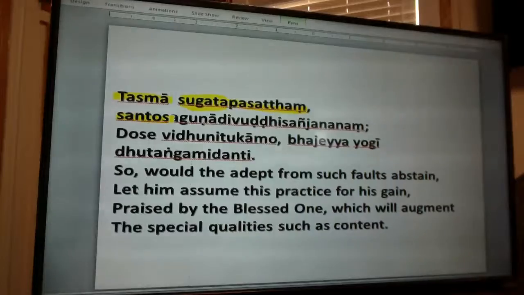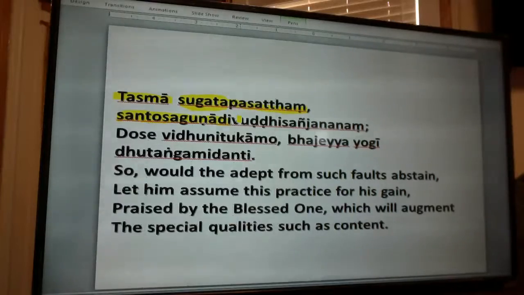Santosa guna. Santosa is a person who, with whatever he has, is content all the time. That person we call santosa. Santosa is used all the time in Pali.